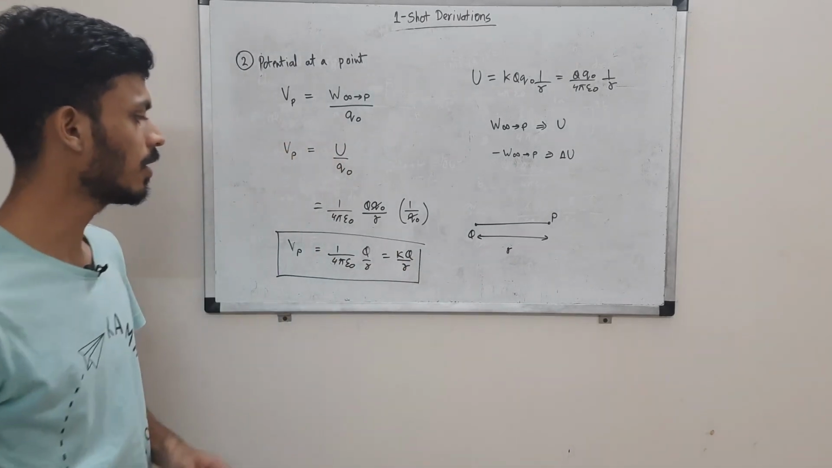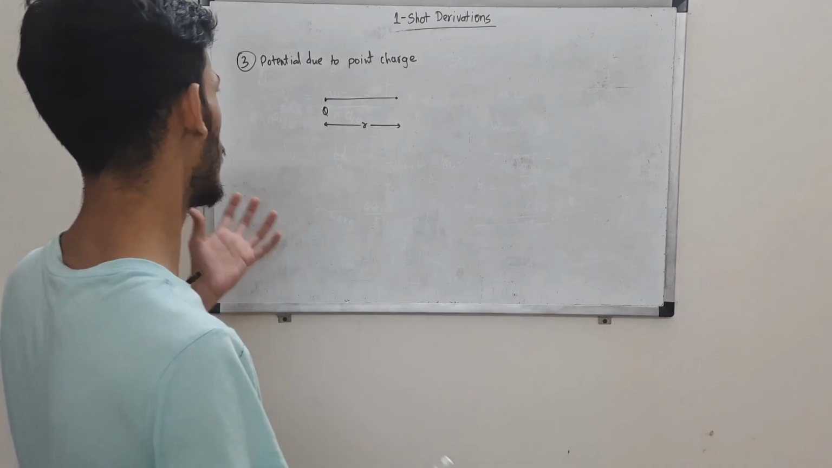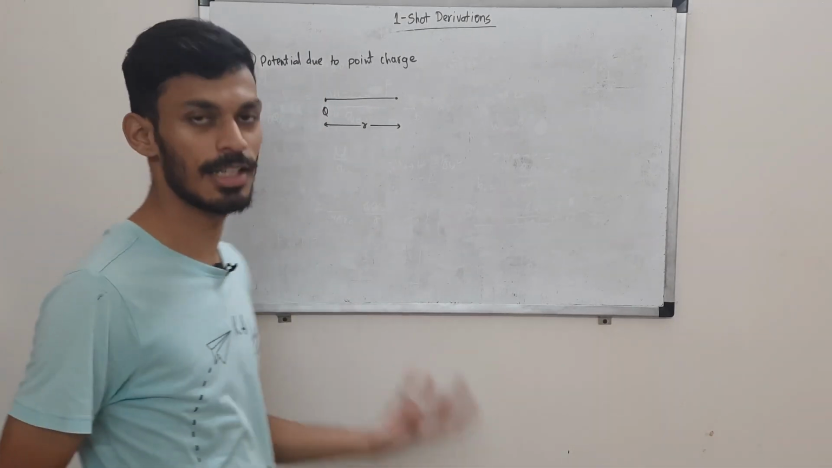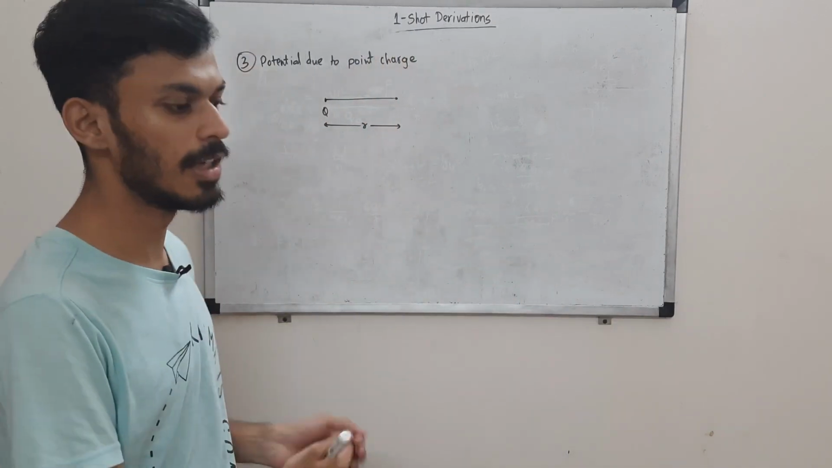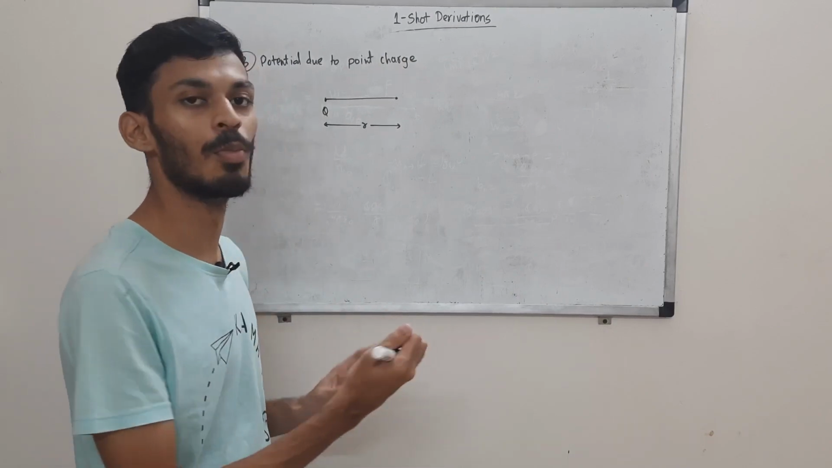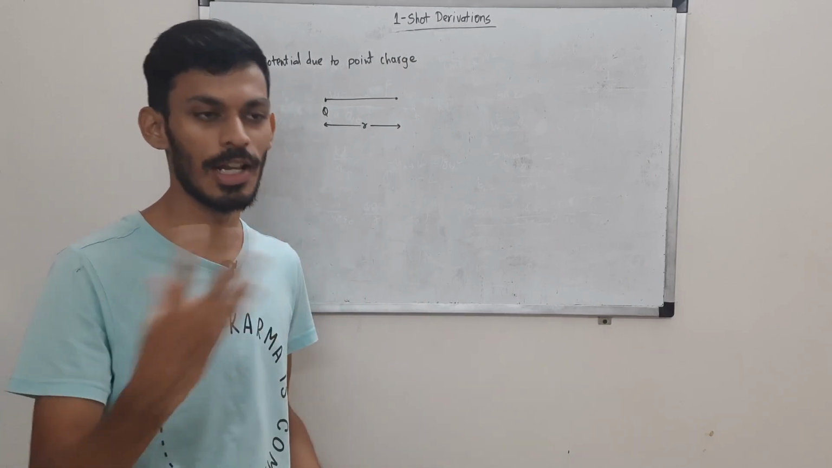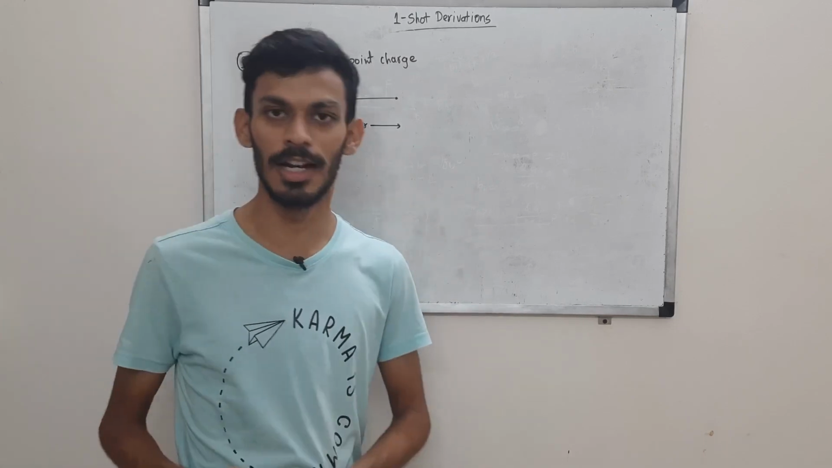So let's move to the next derivation. I have an expression for potential due to a point charge. Actually, it's the same derivation as the previous one, but the previous one is using potential energy. Here we will not be using the definition of potential energy, and this is a more standard way of doing it. If you are asked in your board exams, this is the way you should do it. That was just for understanding purposes.